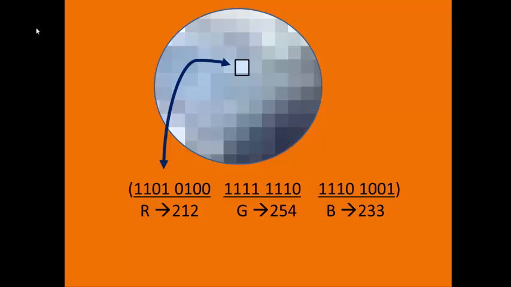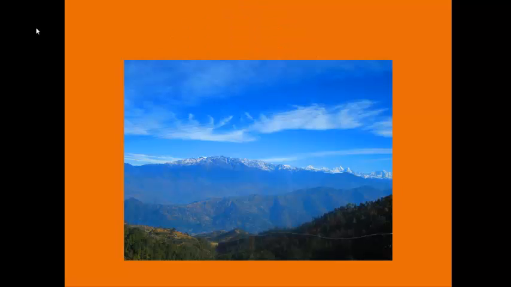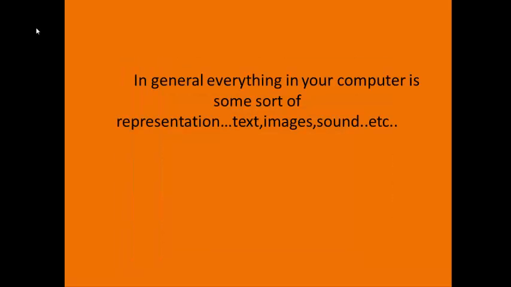Hence, in this way, the beautiful images that we use daily are represented in our computer. In general, everything that is in a computer is just a representation, whether it's text or image or sound or anything. It is just the algorithm involved at the programming level that helps us see things that manipulate the real environment.